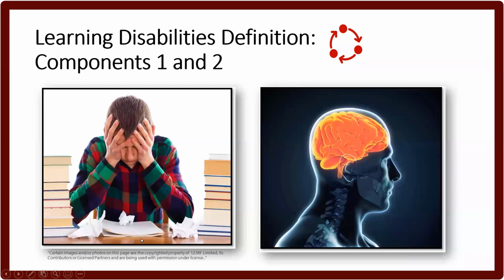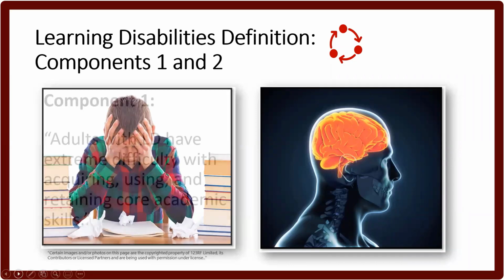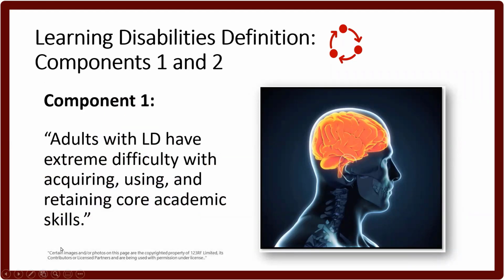And we can tell by this gentleman's face that he's beyond frustrated right here. So the first one is the acquiring, the using, the retaining of core academic skills. What's interesting though about learning disabilities is that you are going to see unique patterns of strengths and weaknesses. So they can be strong in one area and they can have challenges in another area.